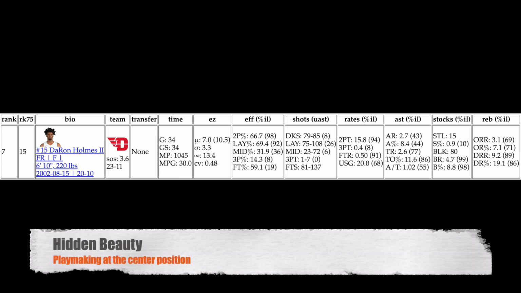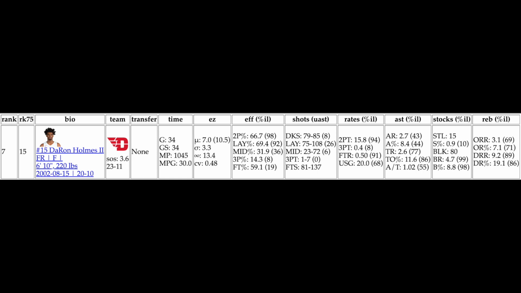An area where Holmes appears sneakily interesting is his passing. His assist rate of 2.7 and assist percentage of 8.4% placed him in the 43rd and 44th percentiles, respectively. His assist-to-turnover ratio was a hair above 1, which is really impressive for a young big. These passing numbers are reminiscent of Robert Williams at Texas A&M, who had slightly more assists, but a worse assist-to-turnover ratio. It's actually not hard to imagine Time Lord as an optimistic comp for Holmes, at least by looking at their stats.